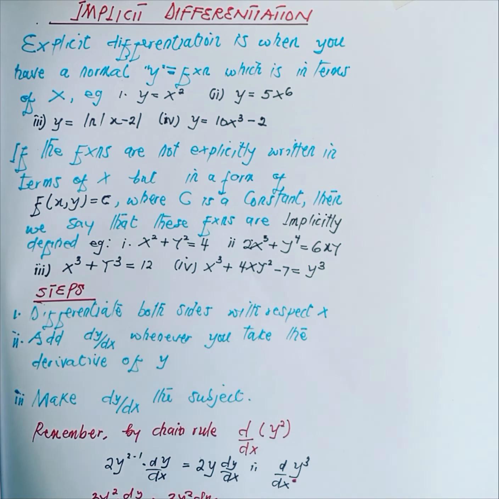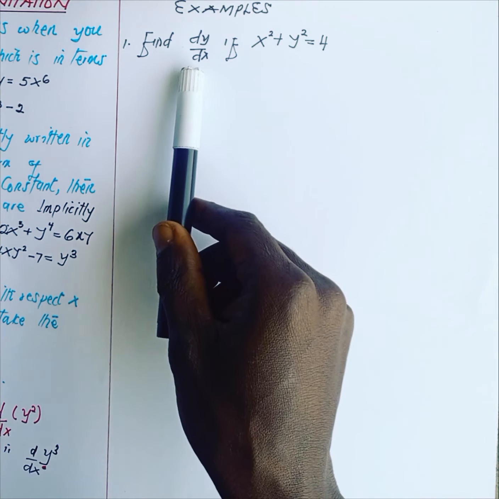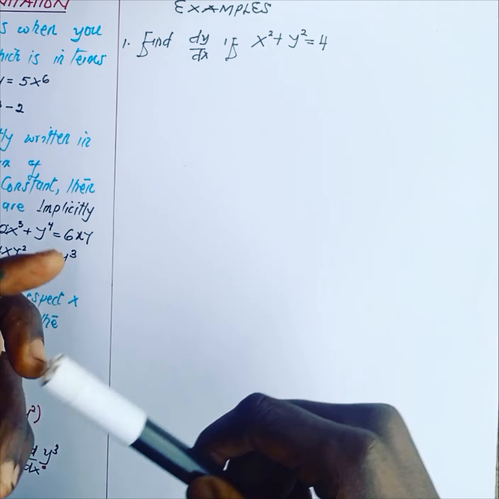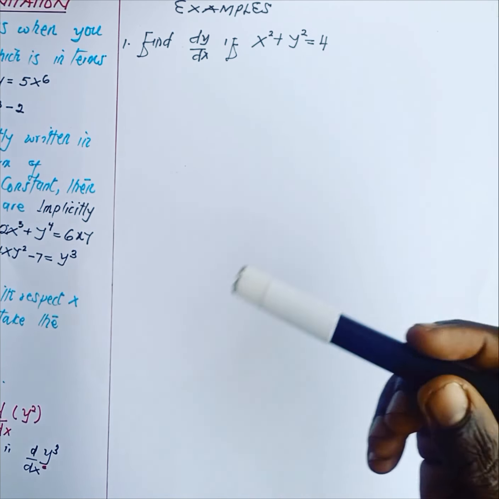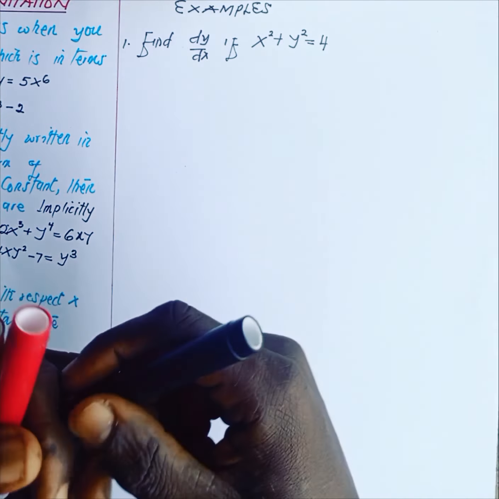Let's take examples and see how best we can try. We have the first example. We have to find the derivative dy/dx if x squared plus y squared is equal to 4. We are just going to follow the steps and then we are good to go.